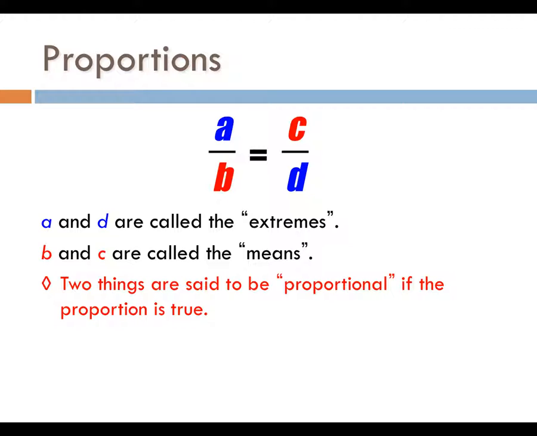Two things are said to be proportional if they give you a true proportion. Ratios have to match. If one ratio is 1 to 2, you can't have the other one be 2 to 3, that would be non-proportional.